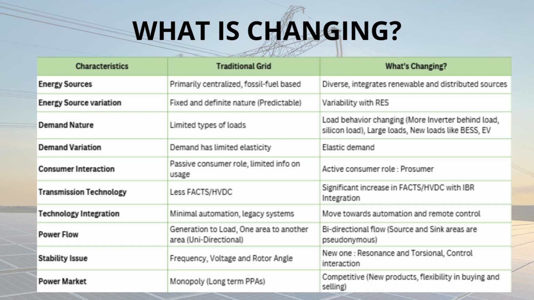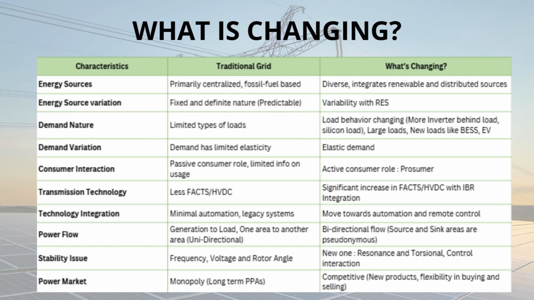What about the demand side? The demand nature. Traditionally, we had fairly simple loads, lights, motors. Now, load behavior is changing fast. We see more inverter-based load, that's power electronics mediating consumption. Lots more silicon loads, all our gadgets, data centers, plus big new loads like battery storage, BESS, and of course, electric vehicles, EVs. How does that change things? Well, electronics can affect power quality differently, and EVs, that's potentially a huge new demand that needs careful management, or it could overload local parts of the grid.